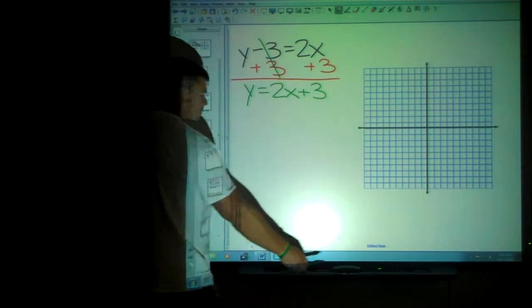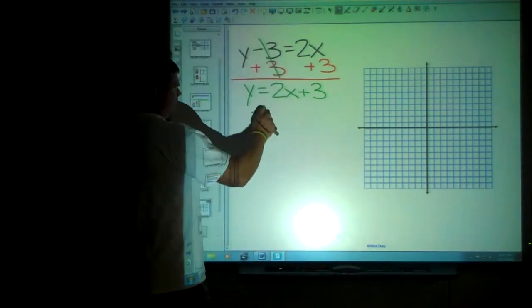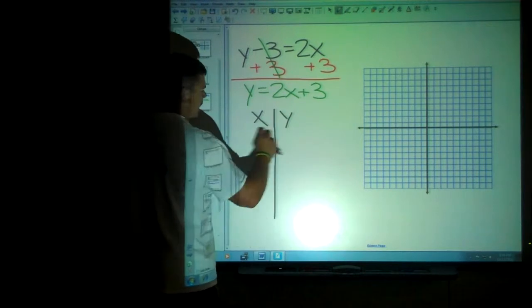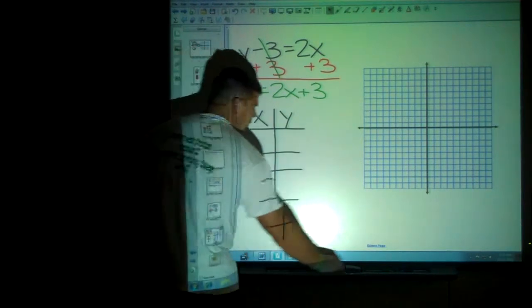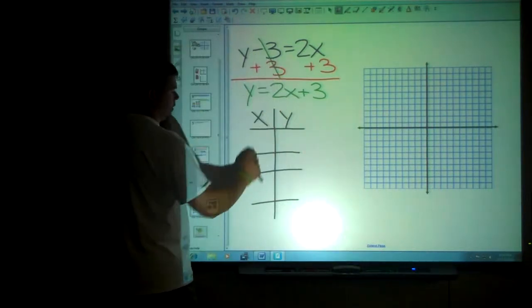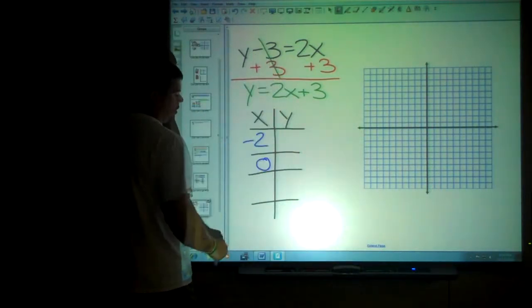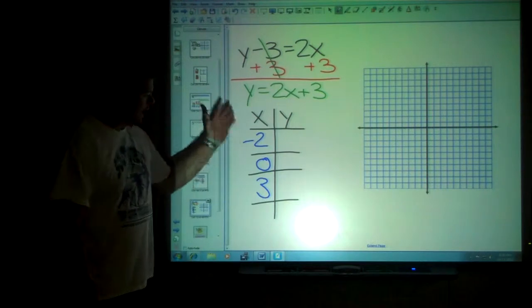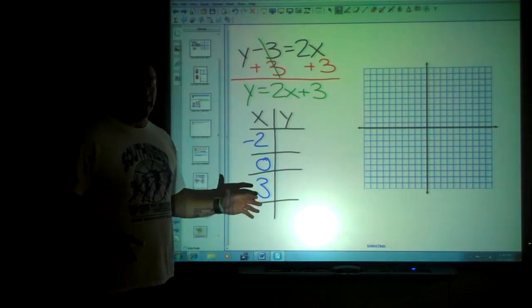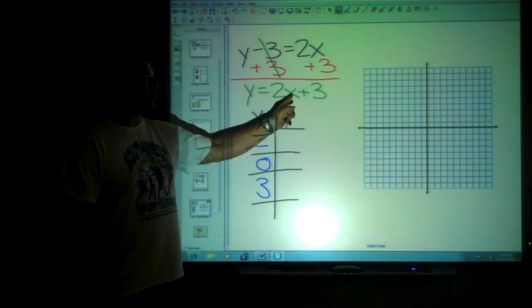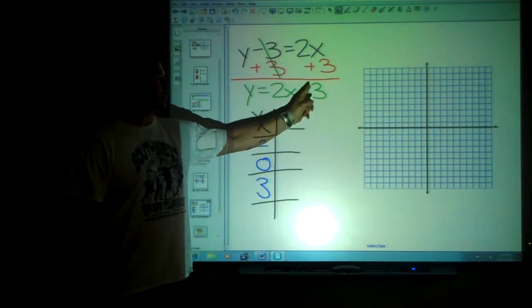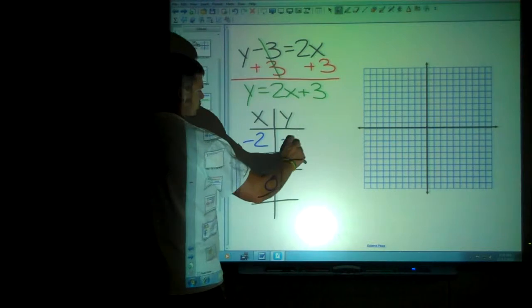Step number 2, make an input-output table. So inputs for x, outputs for y. I said I need to have 3. One of them's got to be a negative. Make up whatever you want. -2. Got to use 0 and use a positive. You can pick any numbers you want to. It does not matter. Now, if we plug -2 in for x, 2 times -2 is -4. -4 plus a positive 3 will give us -1.